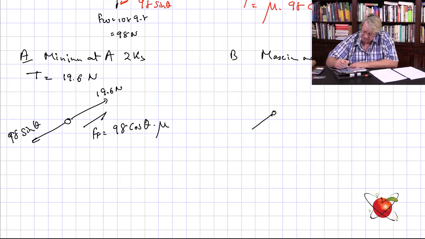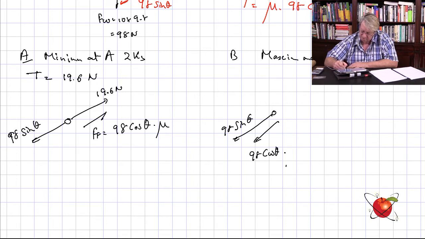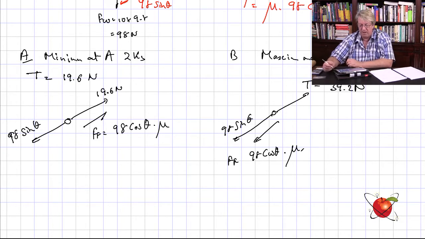Now what has happened is you've got 98 sin theta acting down, and the friction is reversed, 98 cos theta times mu. There's my FF, right? And now what is T? T here is going to be equal to 9.8 times 4, which is 39.2 newtons. So what are we setting?